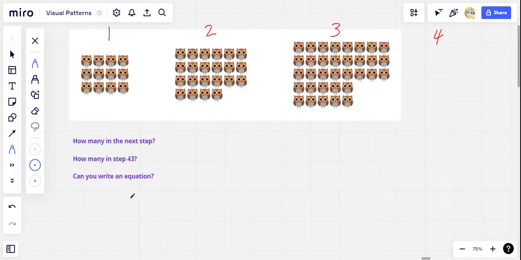And could you write an equation that could be used to predict the number of owls in any step at all? So that's the challenge. If you'd like to try that, pause the video, give it a shot.